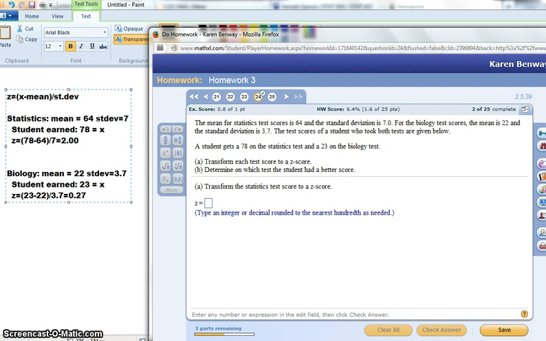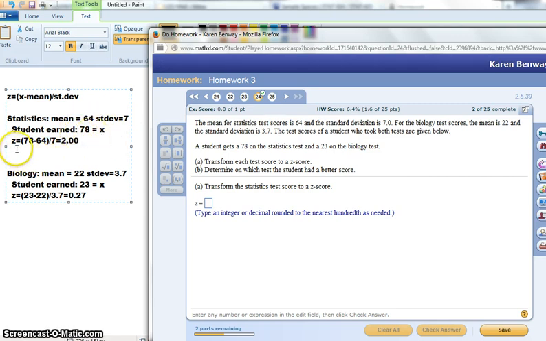Now remember that we create a z-score, which measures how many standard deviations a particular data value x is away from the mean, by taking x, subtracting the mean, and then dividing that by the standard deviation. So for the statistics test, the mean is 64. The standard deviation is 7. The student got a 78, so we want to know how far that particular x value is from the mean in terms of standard deviations.